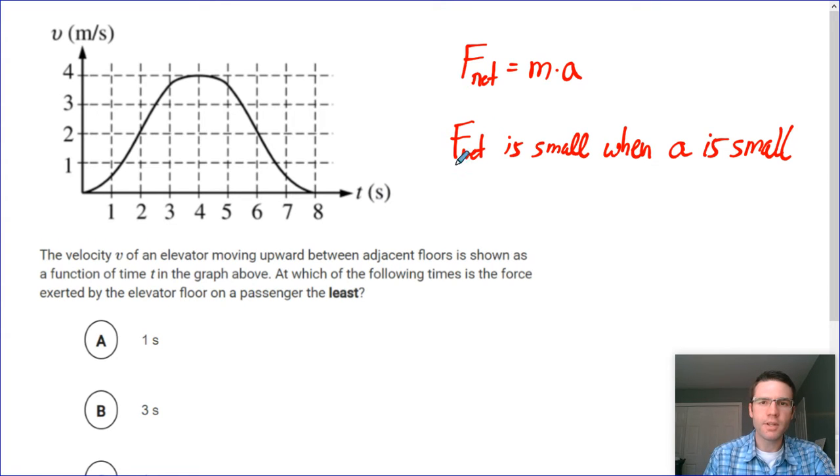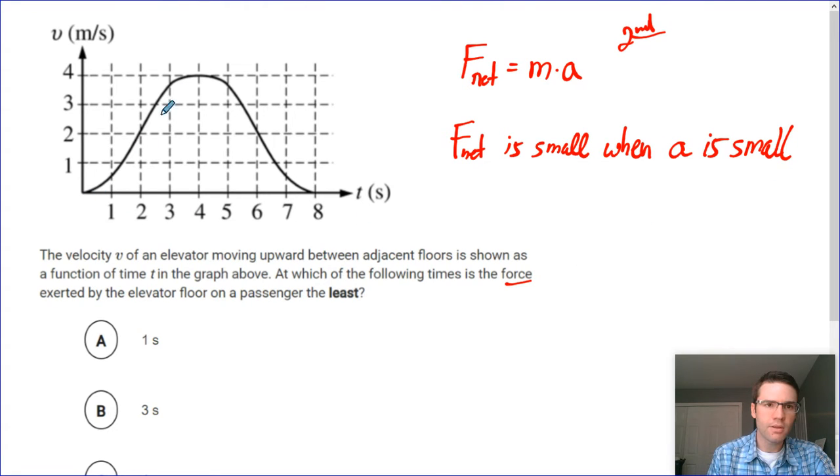I know the net force of any object is equal to mass times acceleration. This is Newton's second law. And if the net force is equal to mass times acceleration, and it asks me about a force in the problem, then I know a small acceleration means small force. So if I want F net to be small, I want a to be small.